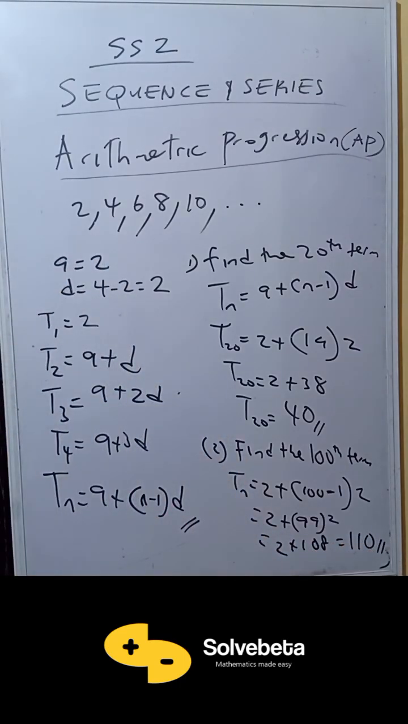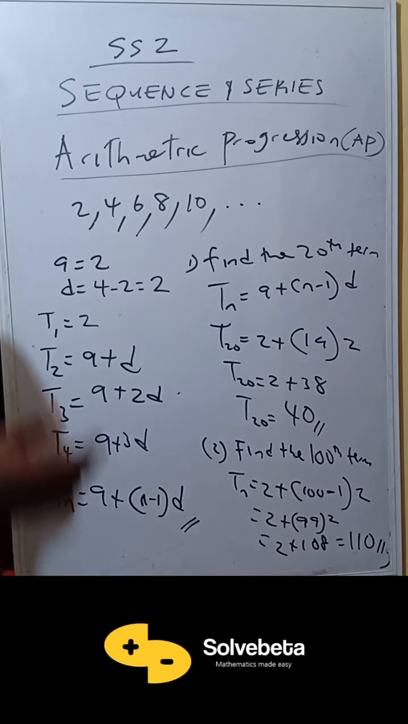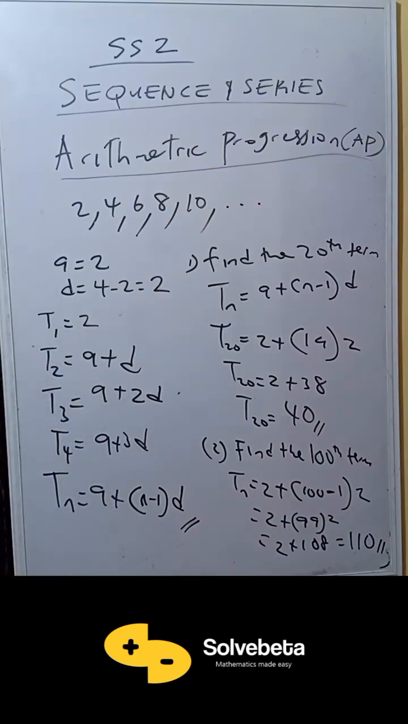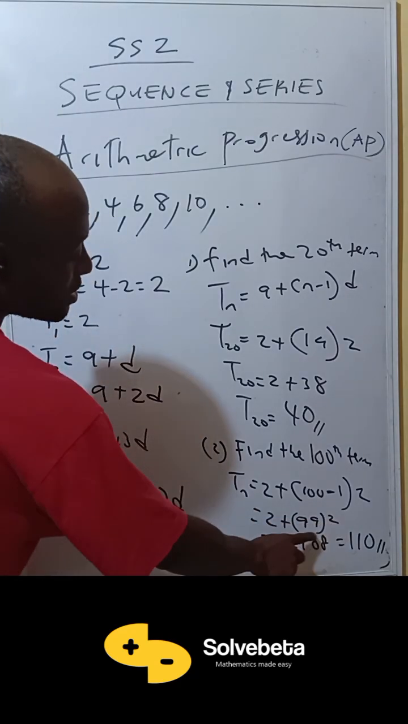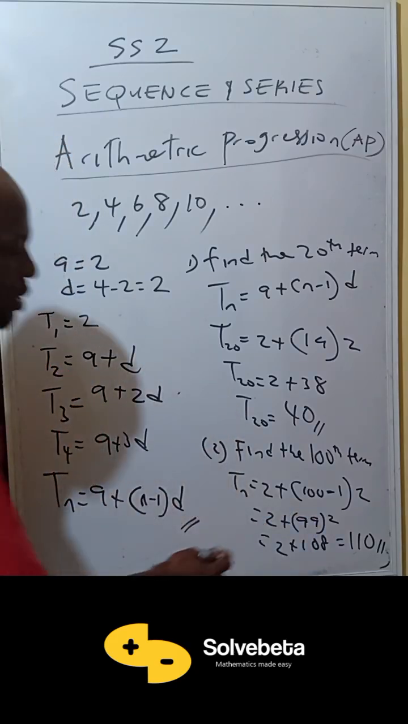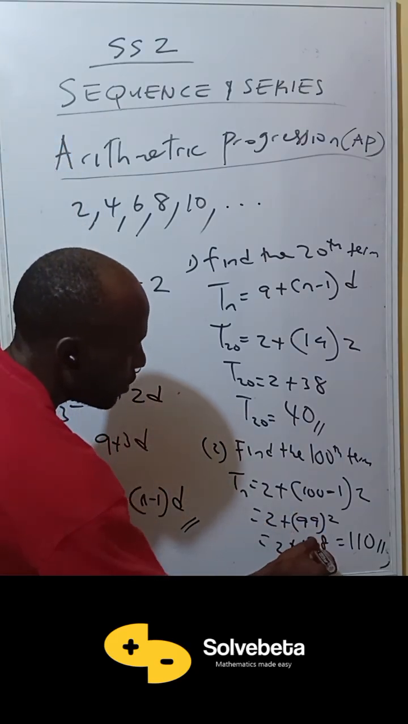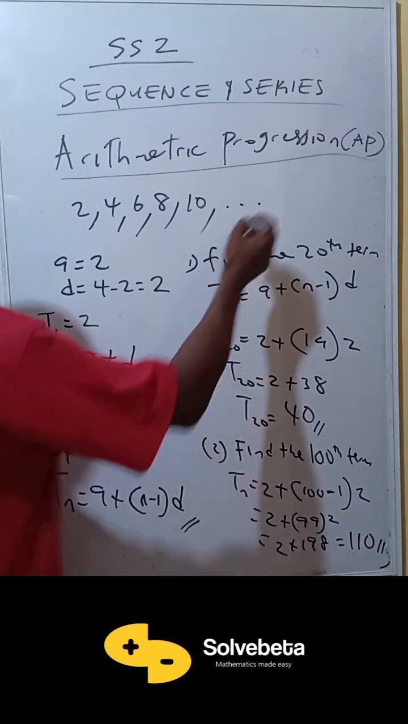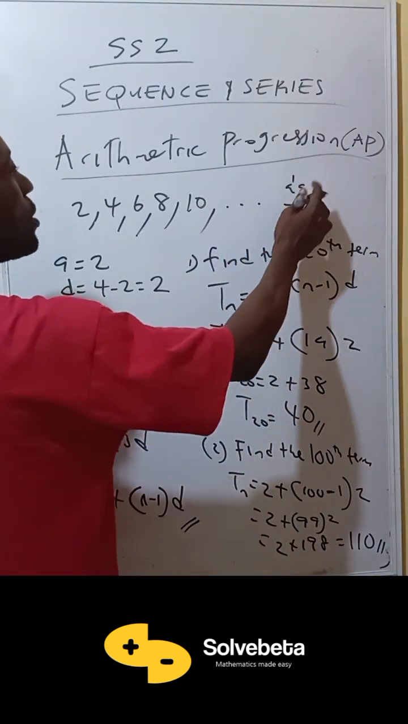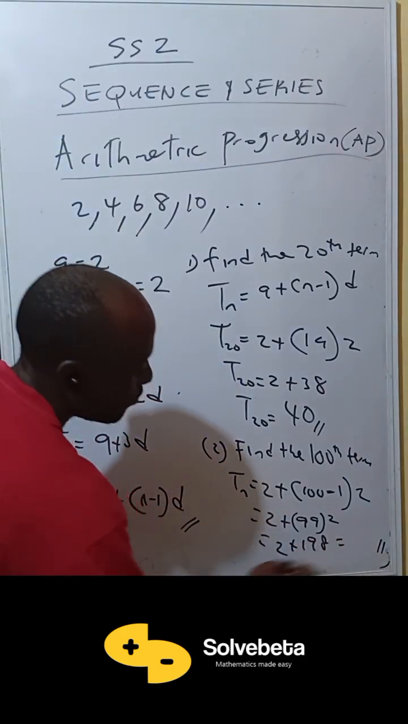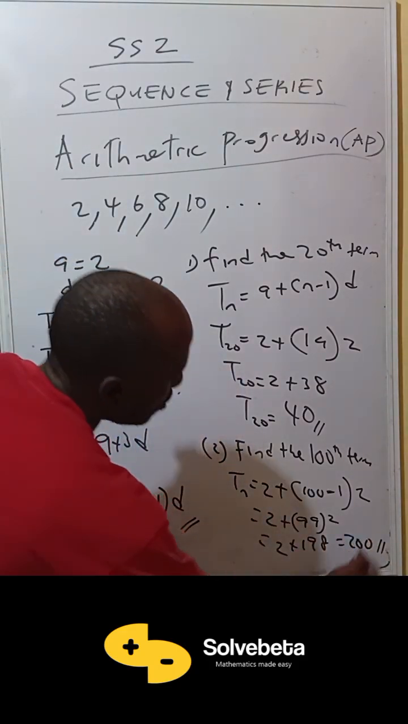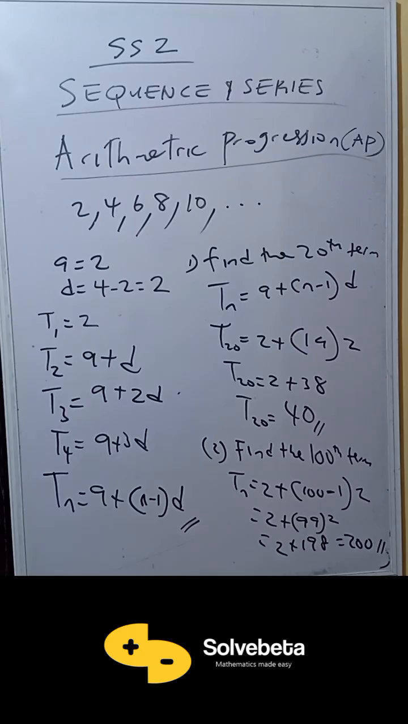Wait. Sorry. 2 times 9 is 18. Sorry, that's a mistake, please forgive me. 99 times 2 is 198. So the 100th term is 2 plus 198, which is 200.